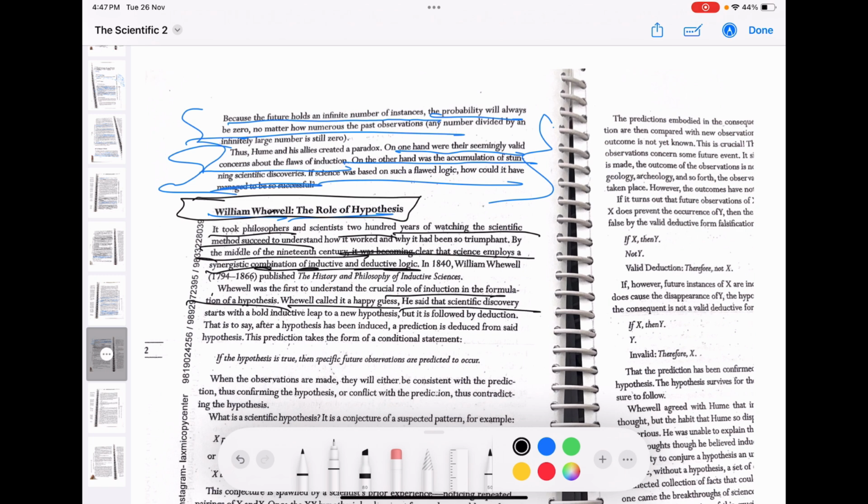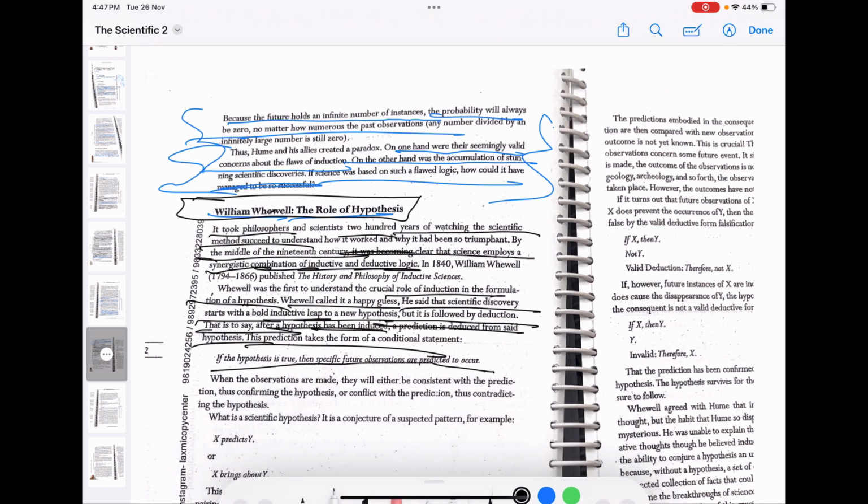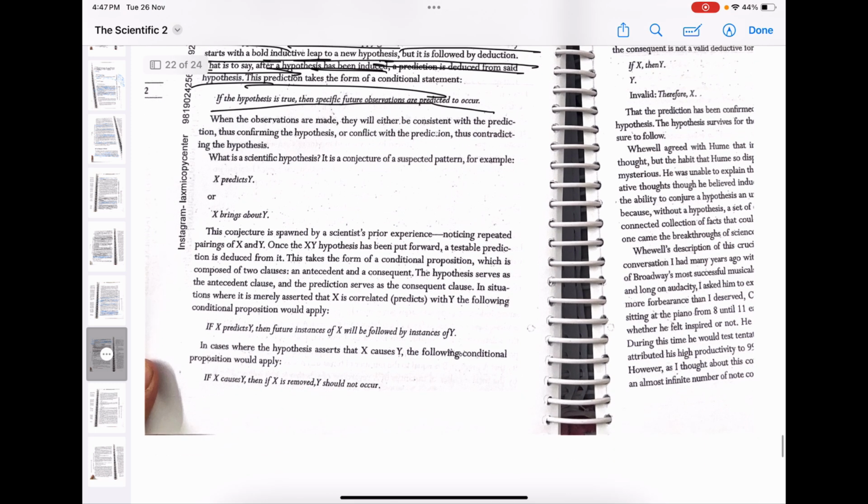He said that scientific discovery starts with a bold inductive leap to a new hypothesis, but it is followed by deduction. So he said that deduction must also be there, but every time you create a hypothesis, Whewell said that the hypothesis has to be created with an induction. That is what he gave. That is to say, after a hypothesis has been induced, a prediction is deduced from the hypothesis. If the hypothesis is true, specific future observations are predicted to occur. Right. So that is what Whewell said.